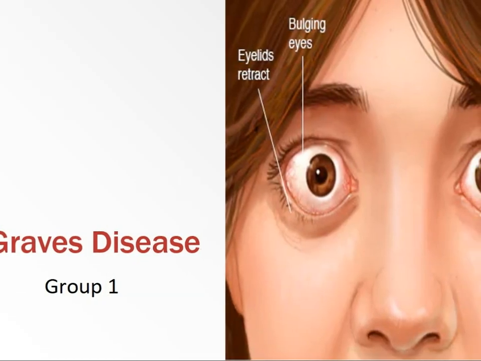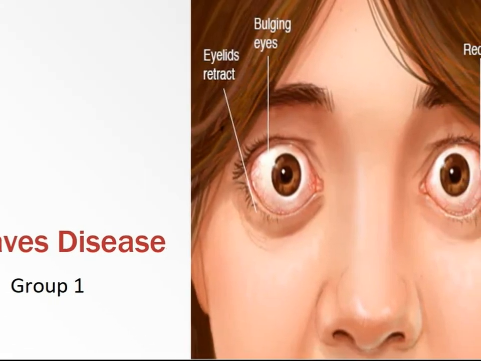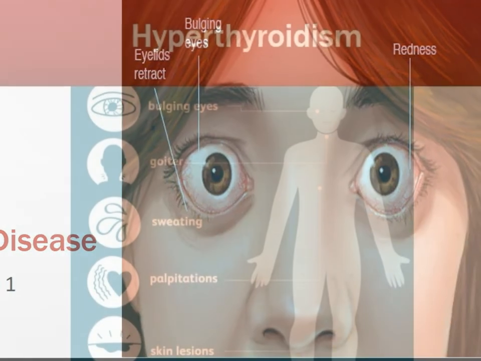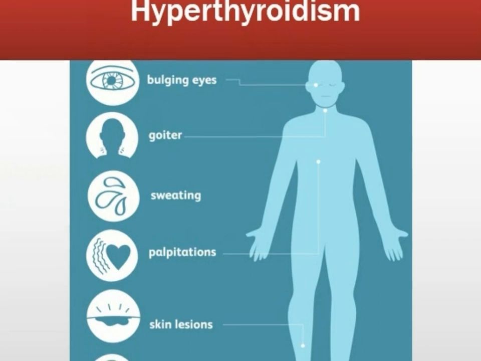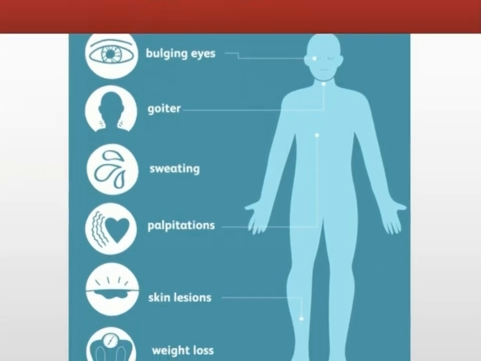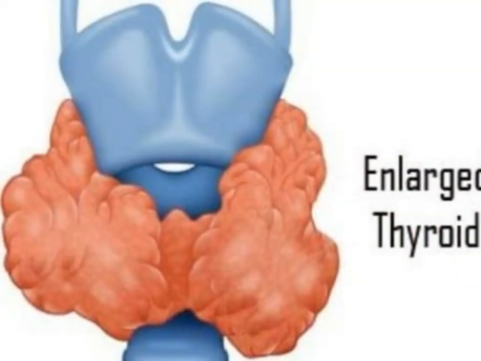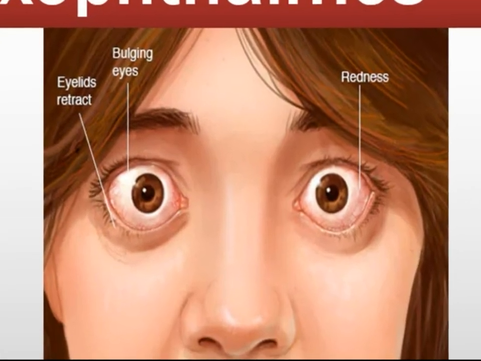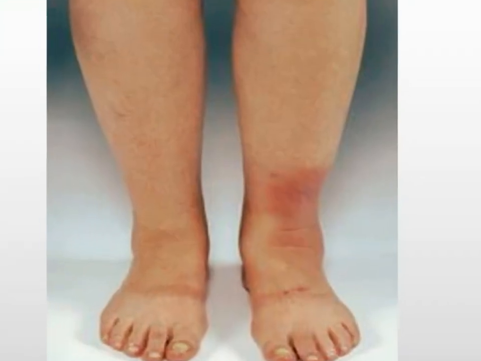Graves disease. Graves disease is an autoimmune disorder which affects the thyroid gland. It is a syndrome characterized by hyperthyroidism, goiter, exophthalmos, and dermopathy.